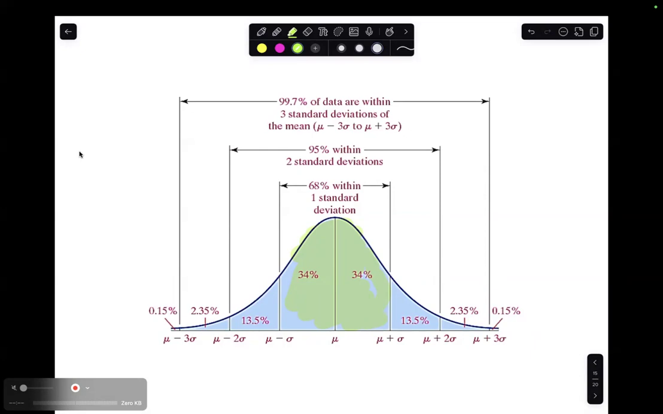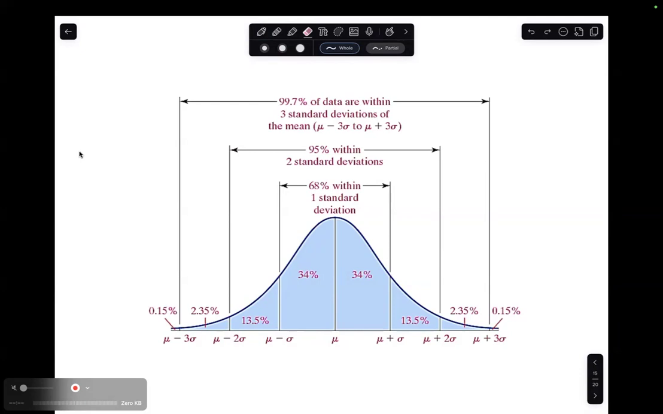Then add another standard deviation out here. It's going to add 13.5% more on either end, so that's 95% total. Then add a little bit more. 99.7% of my data is going to be within 3 standard deviations of the mean. And then everything else is just outside of that.